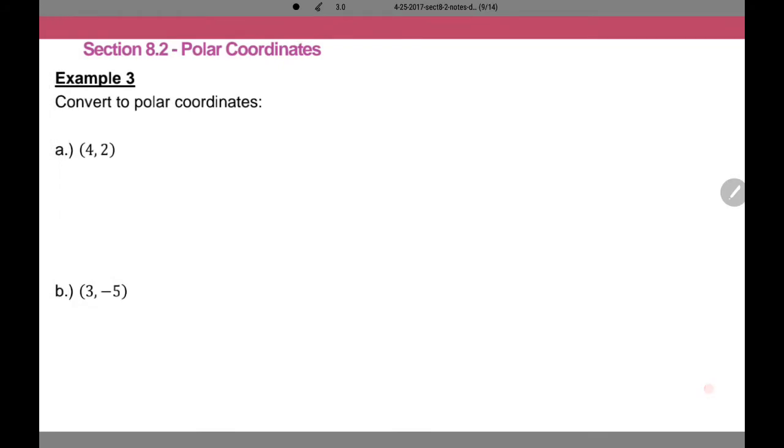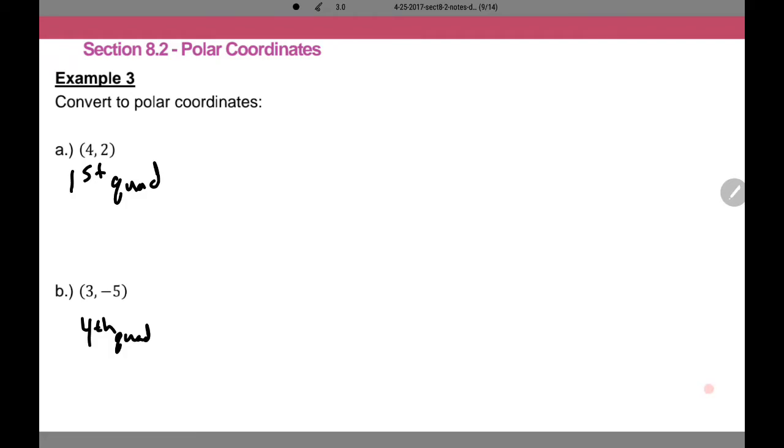And sometimes we have to go the other way. In this case, we have to go the other way. Now, 4, 2 is in the first quadrant, and 3, negative 5 is in the fourth quadrant. We'll use that information as we go.